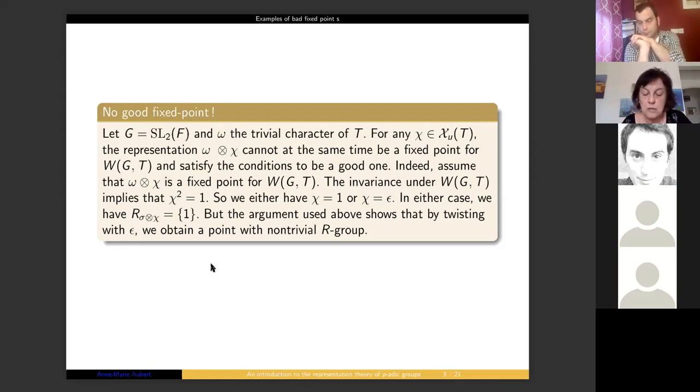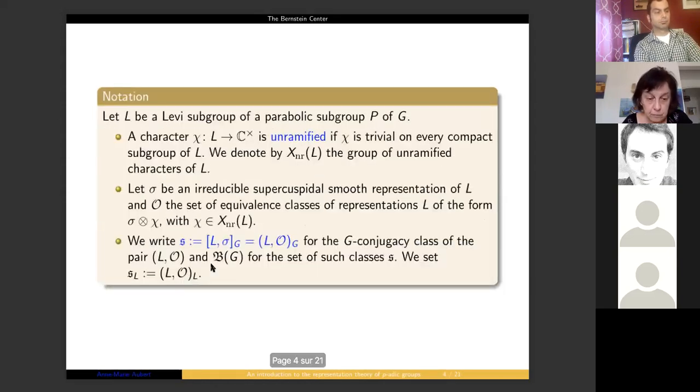It's just to say that there are examples where we are not in this situation, and at the moment we do not know what the result should be in that case, and actually it's not clear how to formulate it. So it's something to think about.